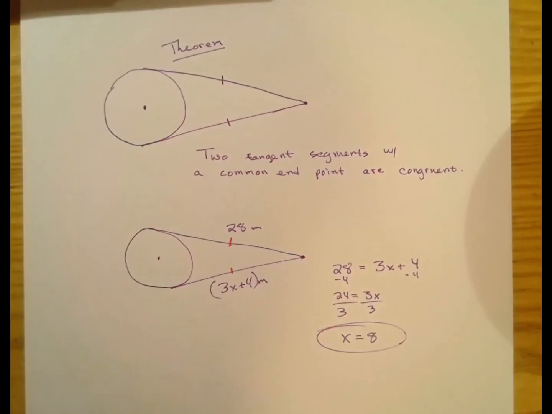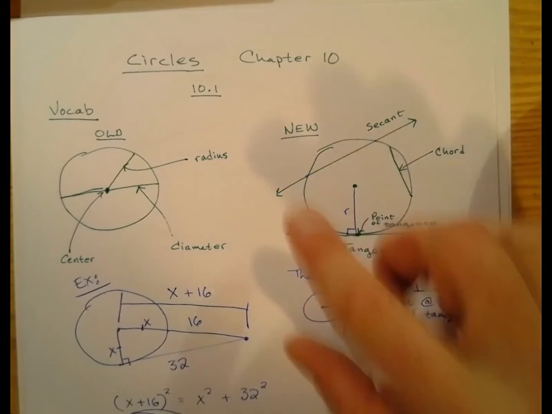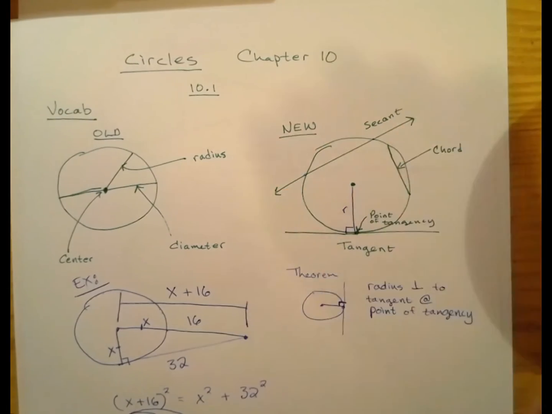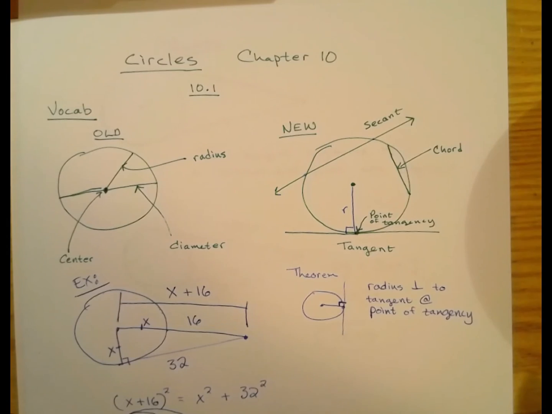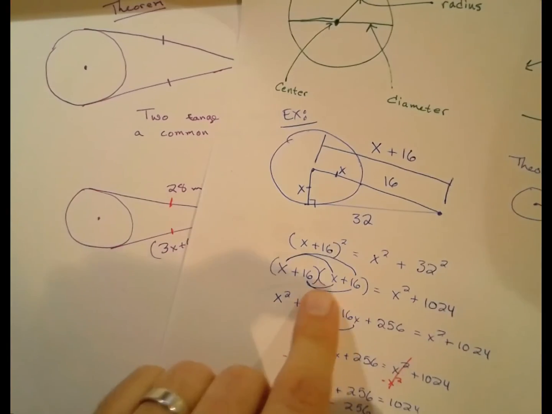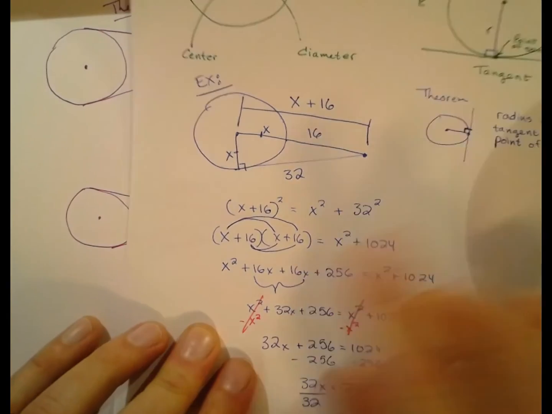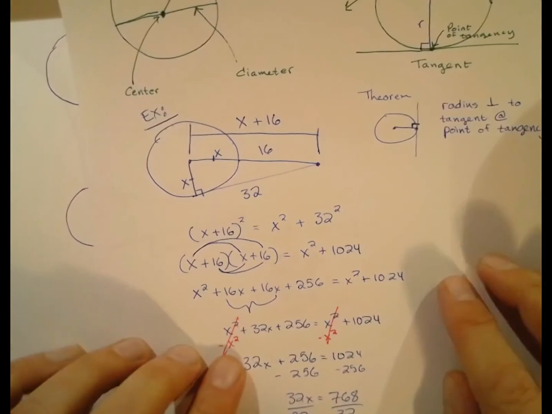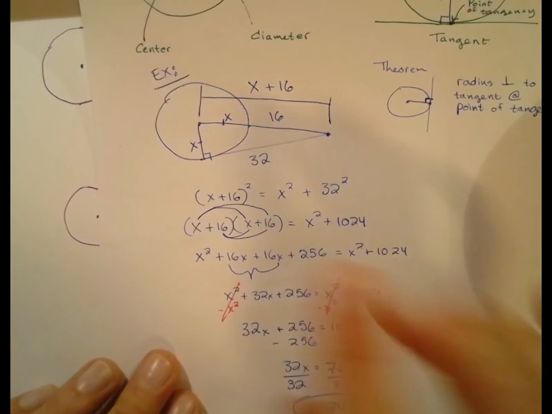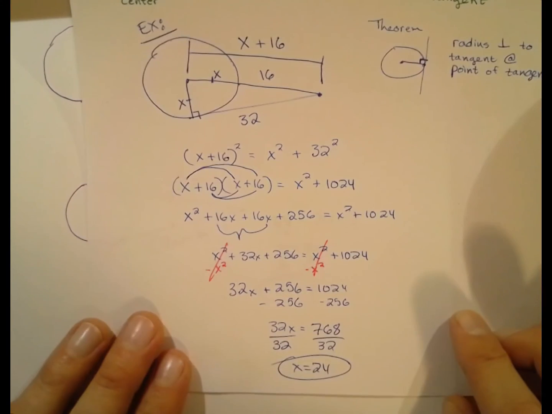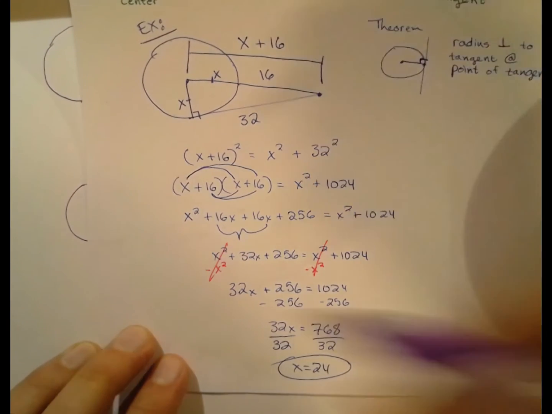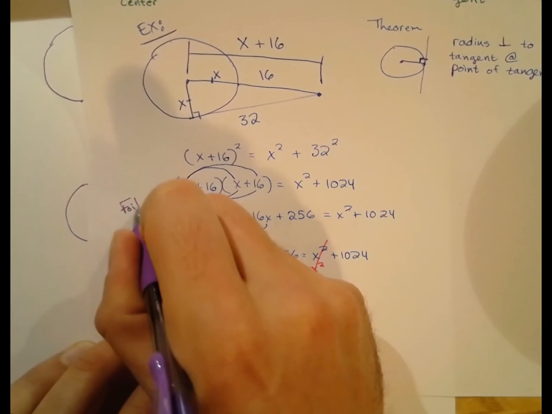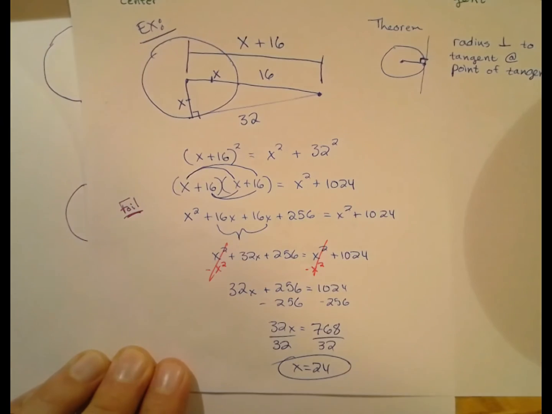A couple new vocab words. Take a couple minutes to study the vocab: chord, tangent, secant. And then the other new skill is, well, the theorem about the perpendicular tangent and radius at the point of tangency leads to some Pythagorean theorem problems where you are going to have to use binomial distribution or foiling. So that's going to be a new skill there. Well, maybe not totally new, but you've got to practice it a bunch.